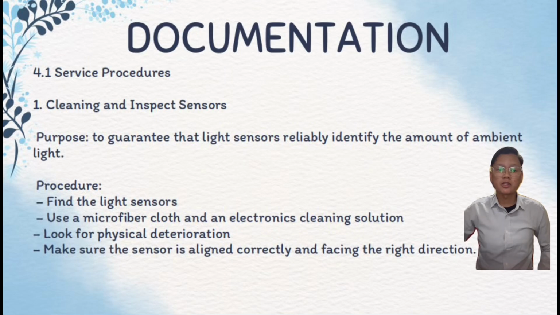Service procedures. First, cleaning and inspecting sensors. The purpose is to guarantee that light sensors reliably identify the amount of ambient light. Procedure: find the light sensor, which is frequently placed close to the front grille or windshield.